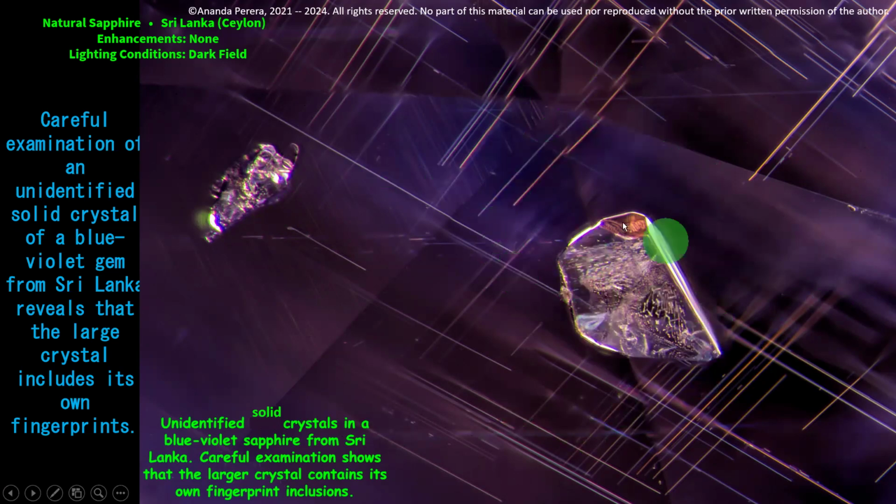Careful examination reveals that the large crystal includes its own fingerprints. Inside this crystal, there was a fingerprint inside also. Here, this crystal also shows the fingerprint inside it. So with these kinds of inclusions with the rutile silk, we can identify the stone is not treated. It is natural.